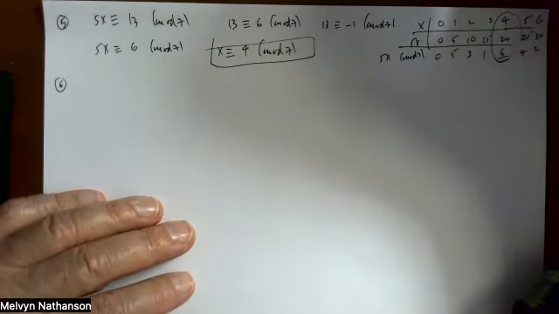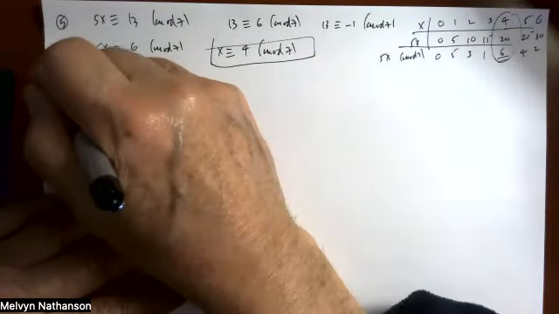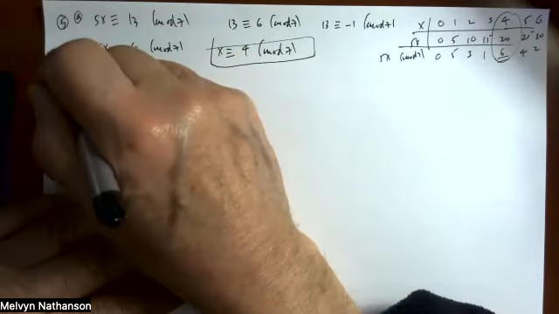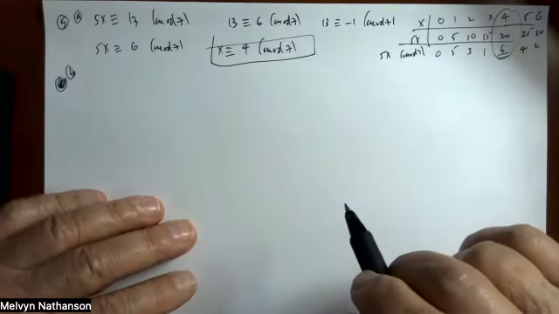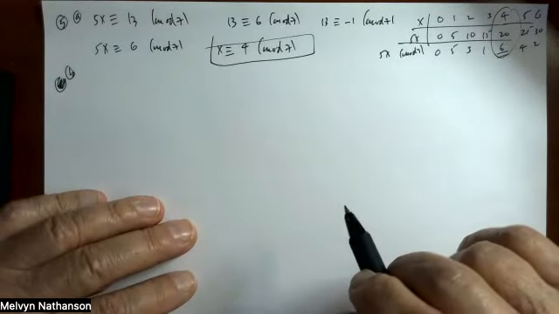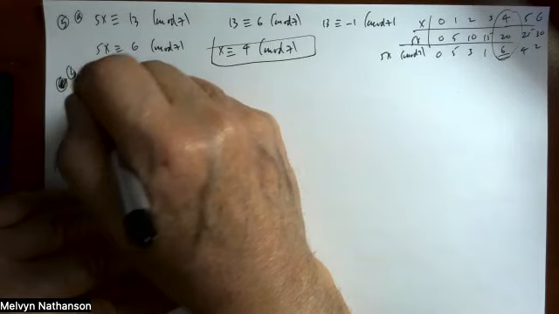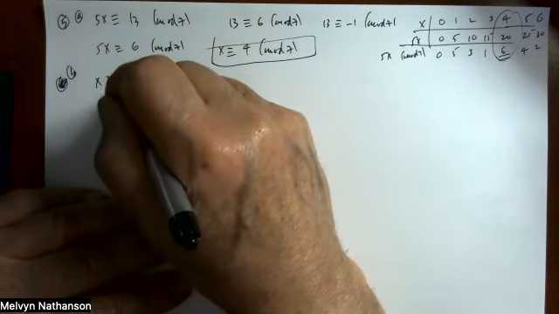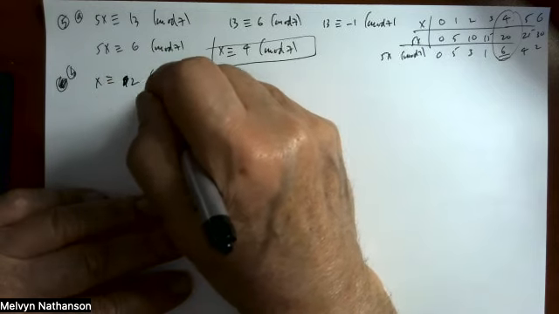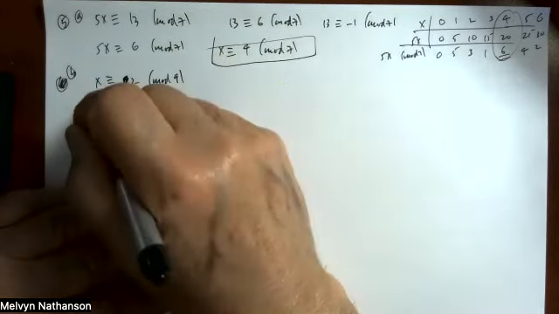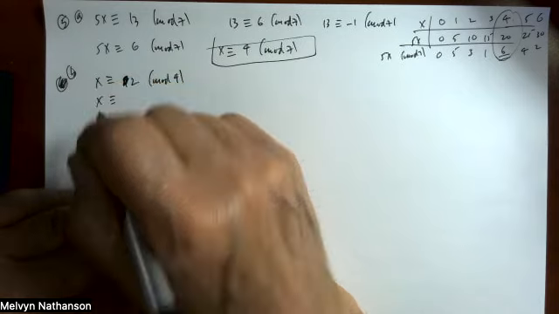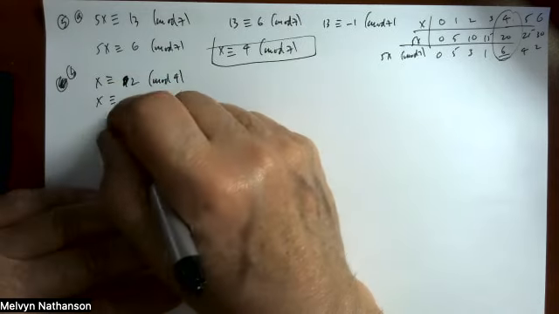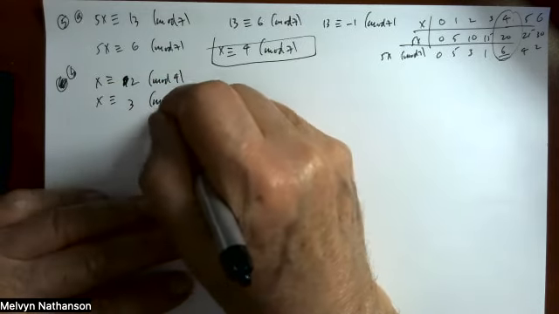Problem number 6. Sorry, not problem number 6. The second part of this, this is A and this is B. This is to solve two congruences simultaneously. We want to find all x such that x is congruent to 2 mod 9, sorry, and also x is congruent to 3 mod 7.